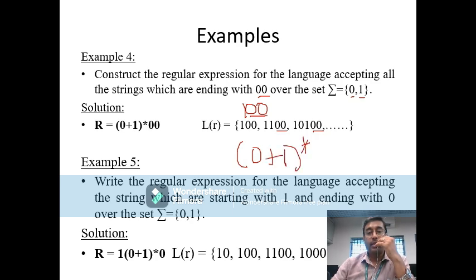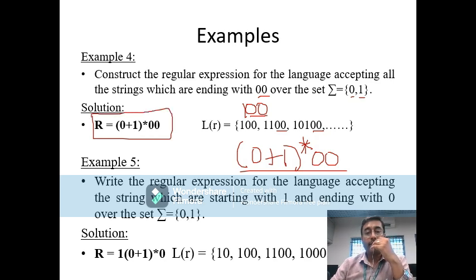So in the starting it can have any number of combinations of 0 plus 1, and at the ending I have to just add these two zeros over here. So this one is my final expression. As I have represented over here in bold, this is my final expression for the above question.